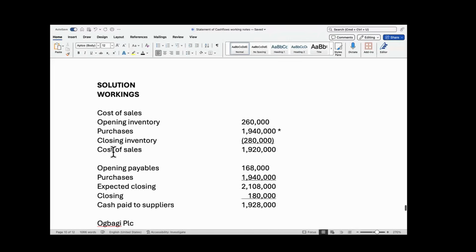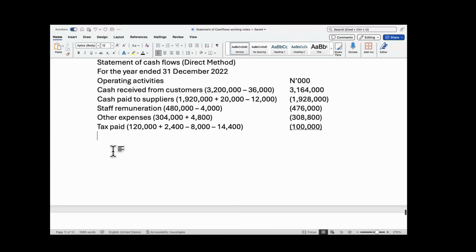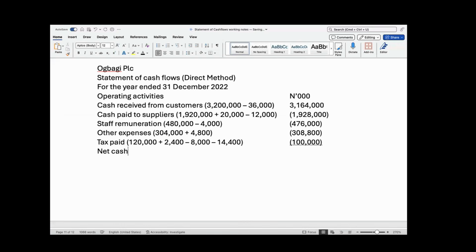Okay, Michael, I can see your hands. Yes, sir. Sir, please, I want to understand. Staff remuneration is 40,000 and we are owing 4,000, which we have not paid. It means it will increase, sir, because we are supposed to pay 40,000 now, and we have an outstanding of 4,000. So we have to add it to the 480,000, sir.